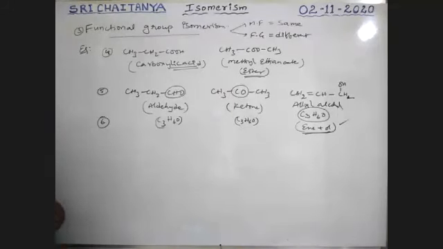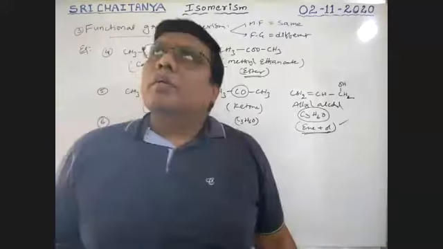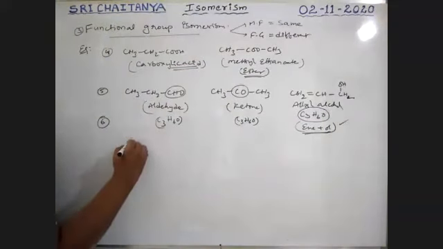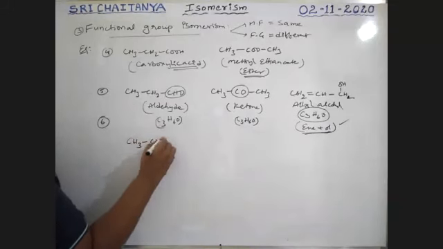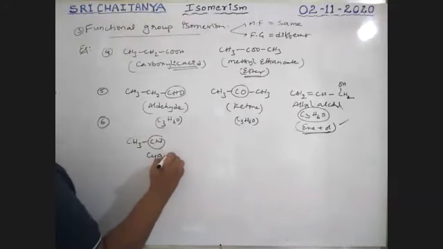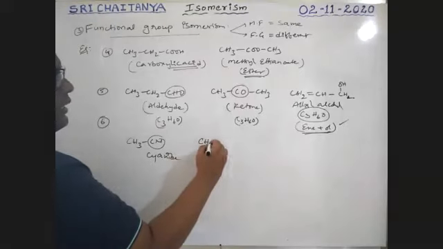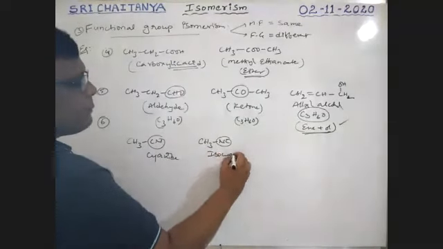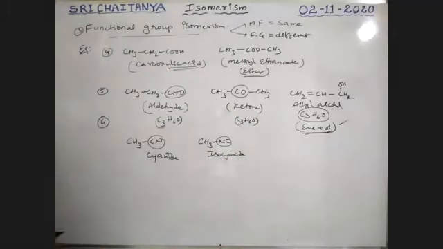Next, sixth one. That is cyanides and isocyanides. CH3CN is a cyanide, boys. CH3NC is an isocyanide. Cyanide and isocyanide are functional isomers. Cyanides convert into isocyanides, and isocyanides are converted into cyanides.